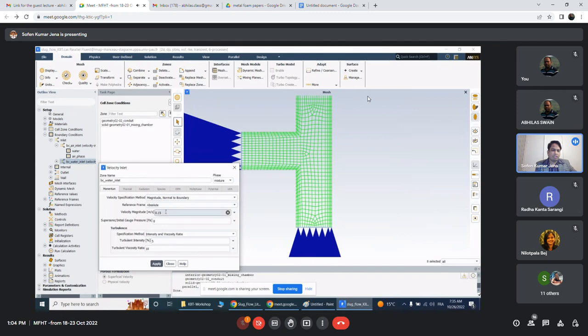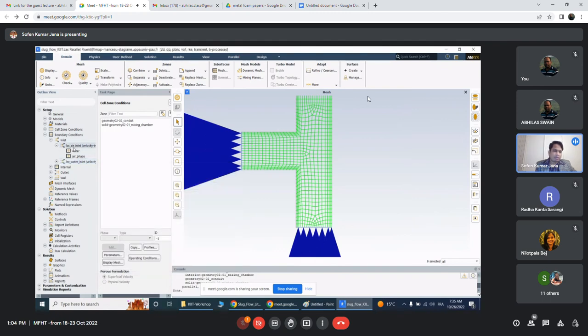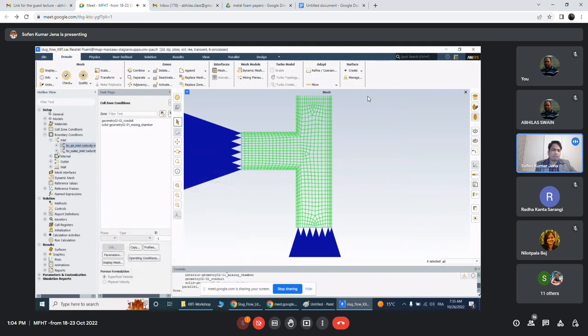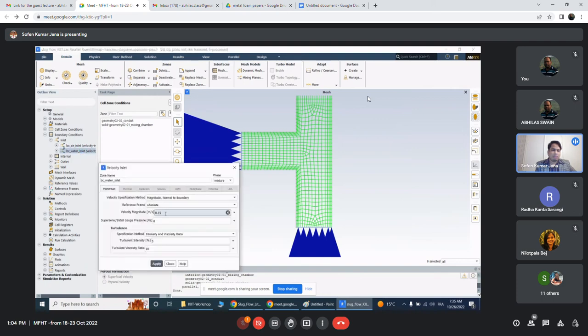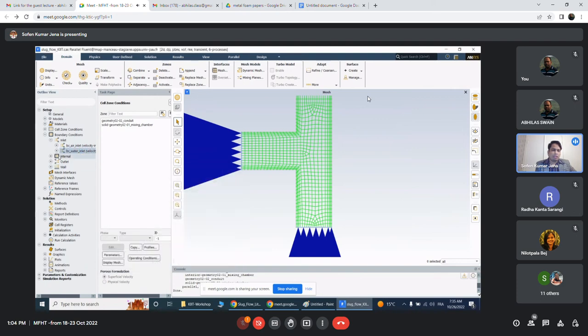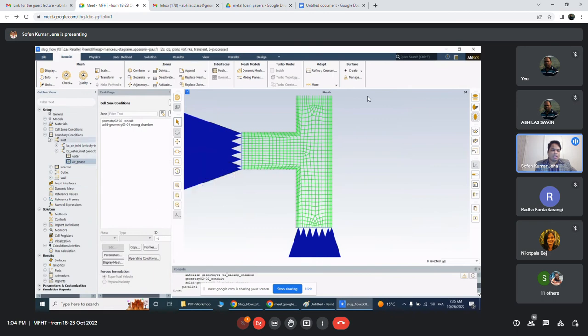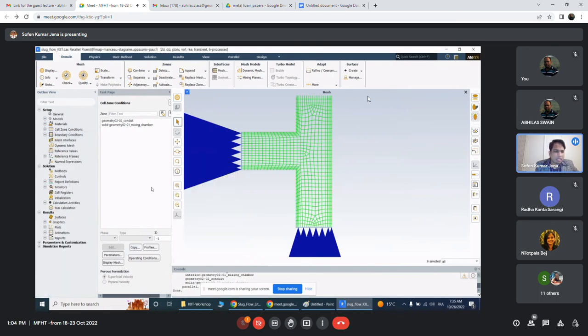Similarly, give the velocity, just 0.15 I have taken. So for the air phase, let's see how much I have taken. For the air phase, I have taken 0.2, okay, for the slug flow simulation. For the water phase, I have taken a velocity around 0.15, okay. Similarly, to ensure only water is coming, go here to the air phase and make the air volume fraction zero, right? Then this setup is done. Then we have to go to the methods, okay?